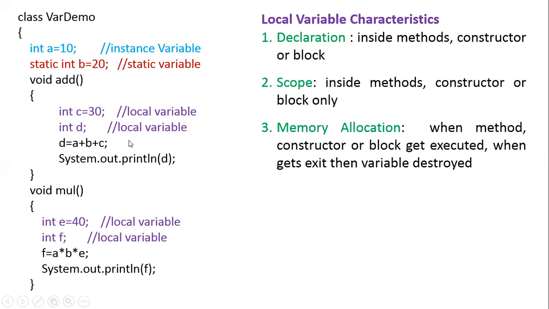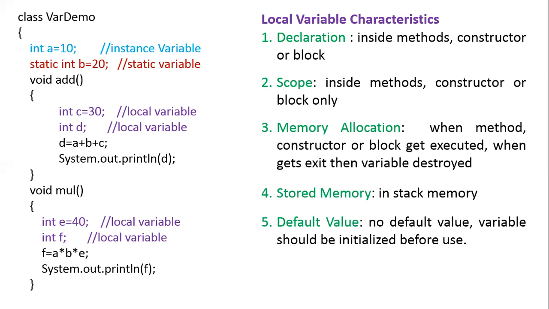Then memory allocation, when the memory is allocated to these local variables. When that method, constructor or block gets executed, at that time the memory is allocated to those variables. And when these methods or blocks exit, at that time these variables are destroyed. Then these variables are stored inside stack memory. Stack memory in Java is a section of memory which contains methods, local variables, and reference variables. Stack memory is always referenced in last in, first out order. So local variables are created in the stack memory.